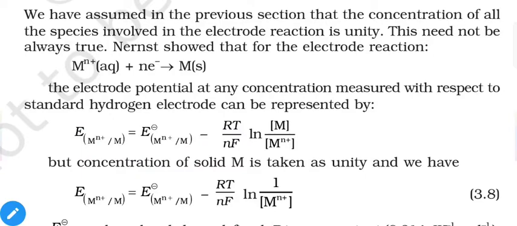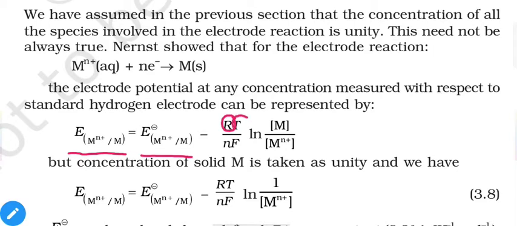So the equation will be: the non-standard reduction potential of the cell is equal to the standard reduction potential of that half cell minus RT upon nF into ln of [M] upon [Mn+]. Now what do all of these values represent? As mentioned, this represents the reduction potential in non-standard condition. This value represents the reduction potential in standard condition.